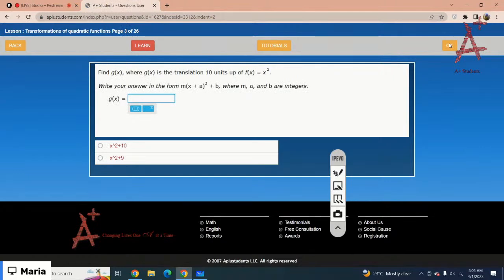Okay, the next one is find g of x, where g of x is the translation 10 units up of f of x equals x squared. So you have to add 10. Got it? Because that function is translated 10 units up, so you have to add 10. So it would be x squared plus 10. Option number 1 is the correct option. So just select the correct option and click on the OK button. It would be x squared plus 10.